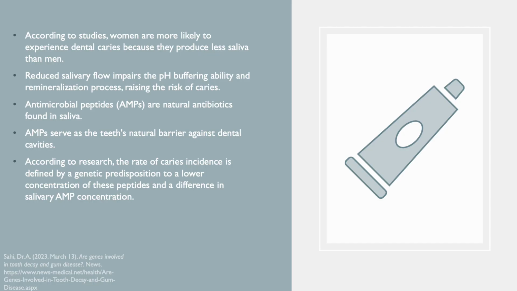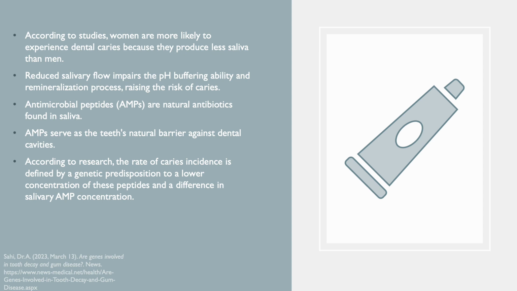According to studies, women are more likely to experience dental caries because they produce less saliva than men. Reduced salivary flow impairs the pH buffering ability and remineralization process, raising the risk of caries. The reason why fluoride is so important in oral care and in dentistry, and why your dentist always pushes it, as well as your hygienist, is because fluoride is an ion that actually remineralizes the tooth enamel when it's weakened. The whole point of remineralization is to restore the minerals in the weakened enamel to prevent caries and to prevent the enamel structure from breaking down and causing more caries, or causing an easier path for the caries to infiltrate.